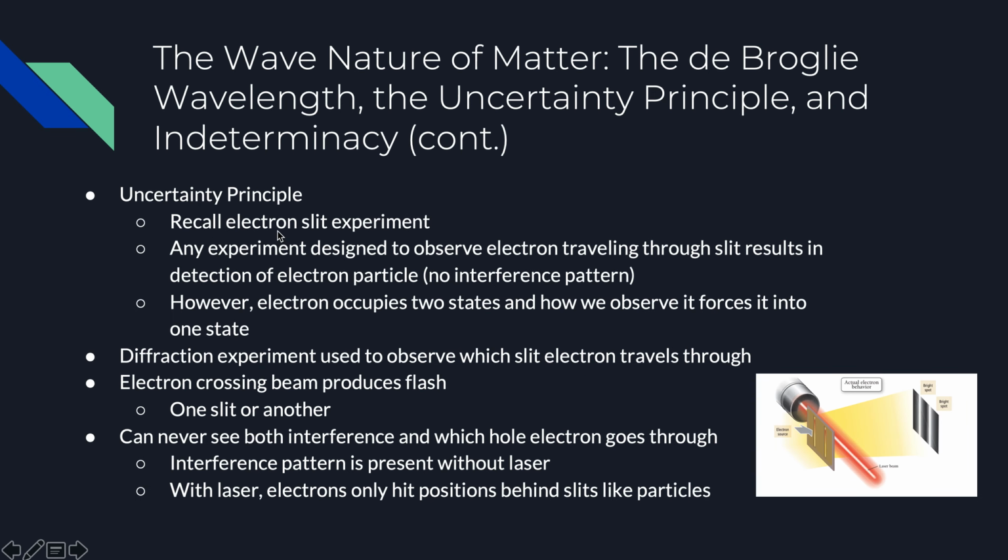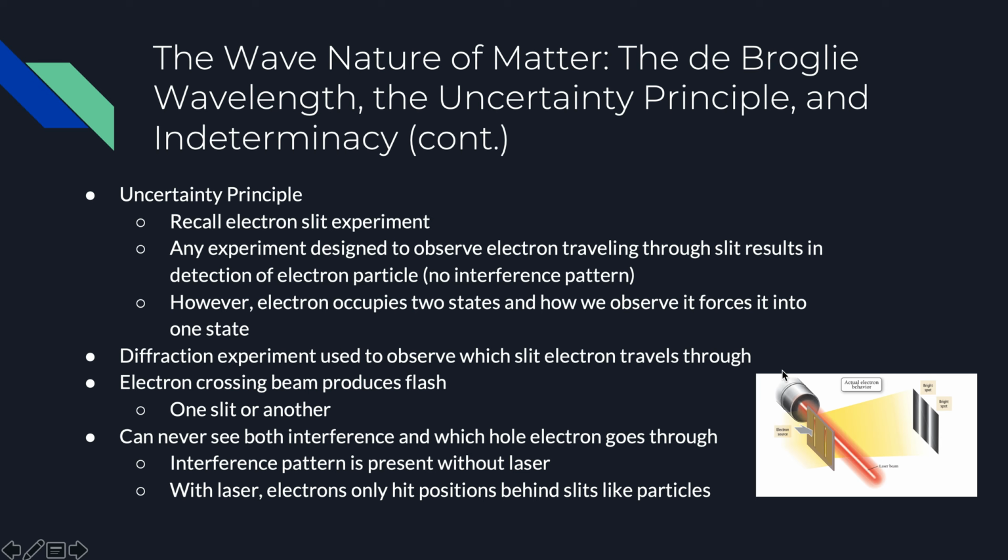And the uncertainty principle is explained by the electron slit experiment. So recall the electron slit experiment where you emit an electron beam through two slits, and you have an interference pattern. The problem is that any experiment designed to observe an electron traveling through a slit results in detection of electron particles rather than an interference pattern.